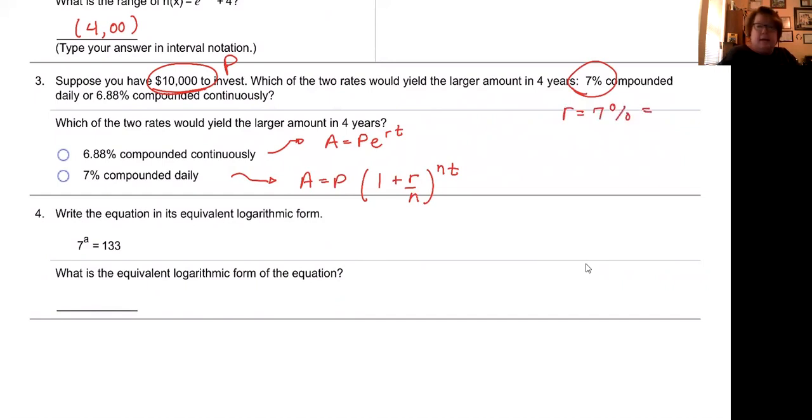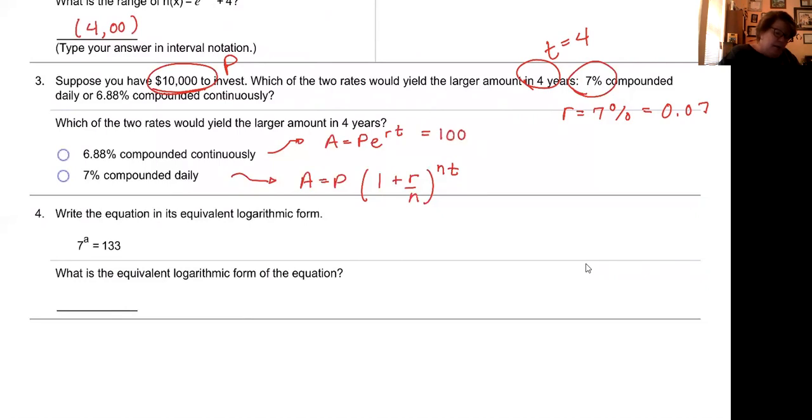We're going to write that as a decimal, and remember, to take a percentage and write it as a decimal, you divide by 100. So that's going to be 0.07. All right, and then they tell me how long this is going to compound. 4 years. So T is equal to 4 years. All right, so we're going to make those substitutions into our two formulas, and then we're going to take our calculator out and let our calculator do the calculation for us.